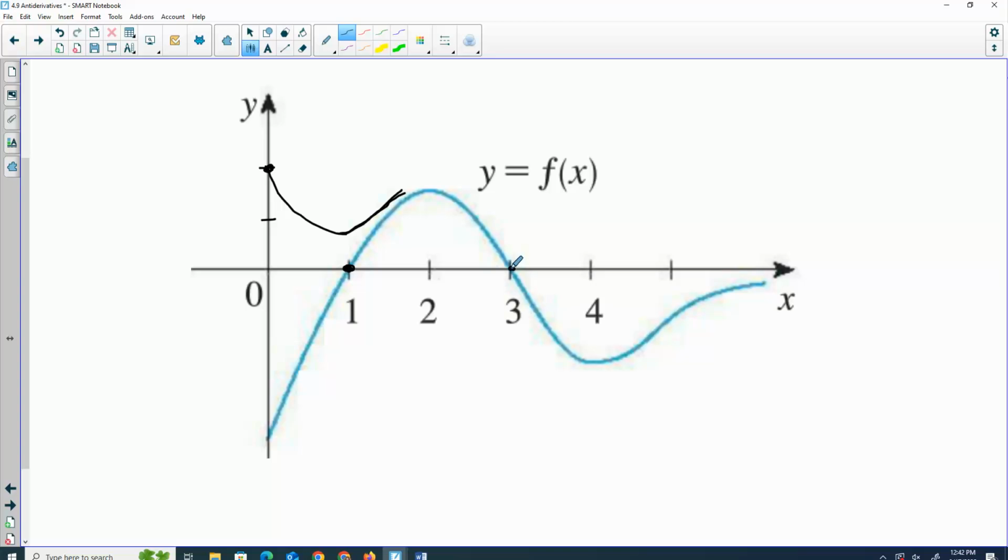Now right here, my derivative was 0. So what does that tell me about my graph? Another max or min. So maybe we have a max right there. If you want to get really precise, we could talk about concavity. We don't have to do that quite yet.